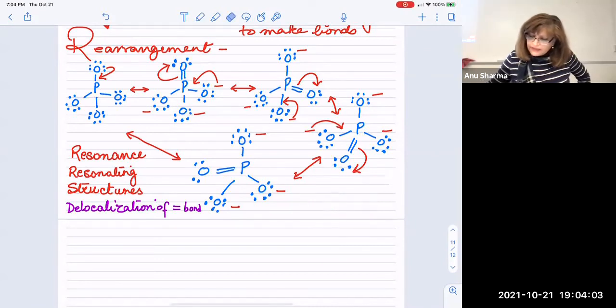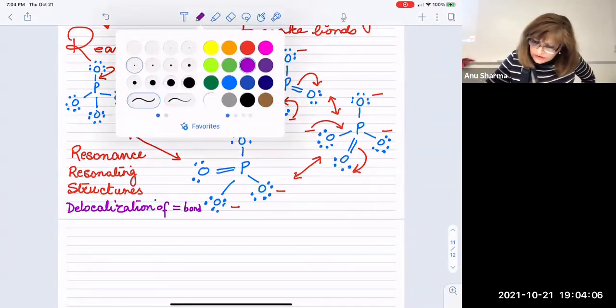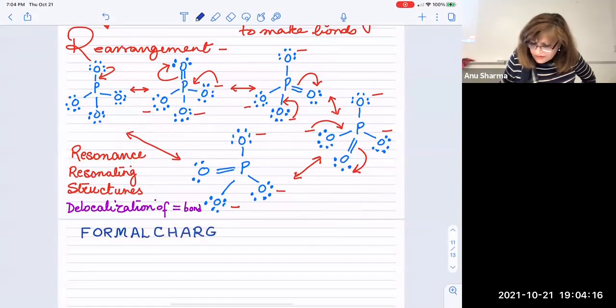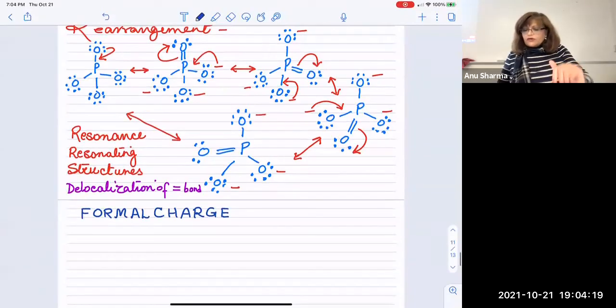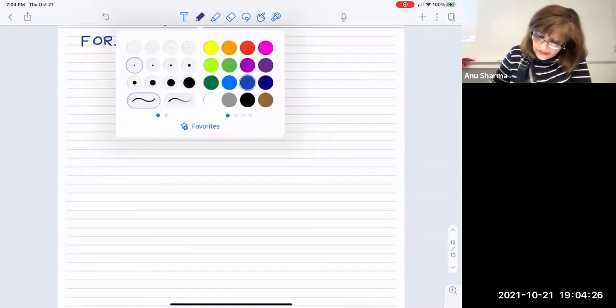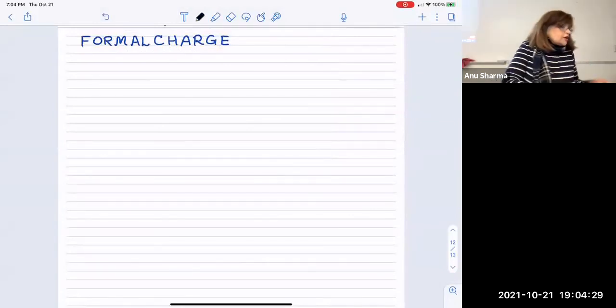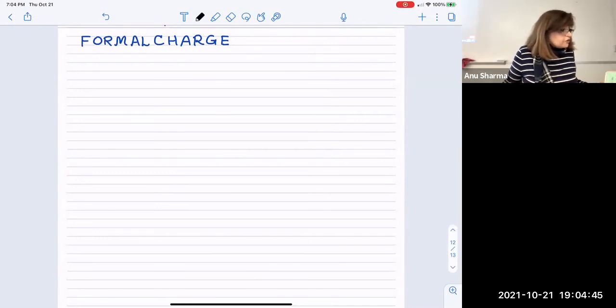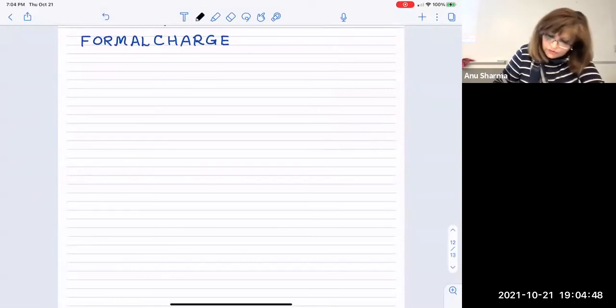All right, so that's one thing. Now comes the formal charge, and I will just finish this formal charge. How do you know that this is even correct? How do you know that this particular atom is taking a negative charge? So this is what it is. The formal charge formula is the total number of valence electrons minus the number of non-bonding electrons minus half the bonding electrons. So write the formula.